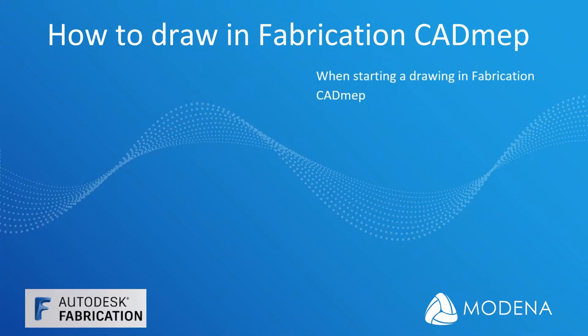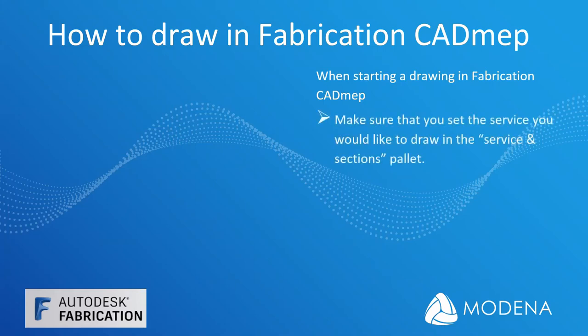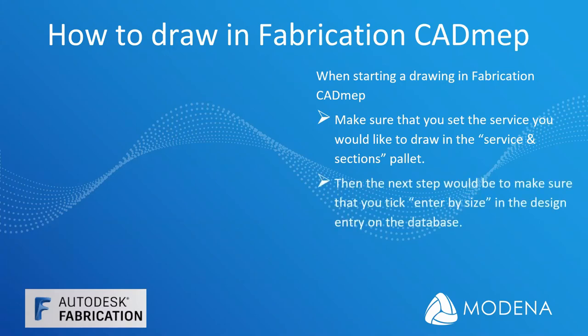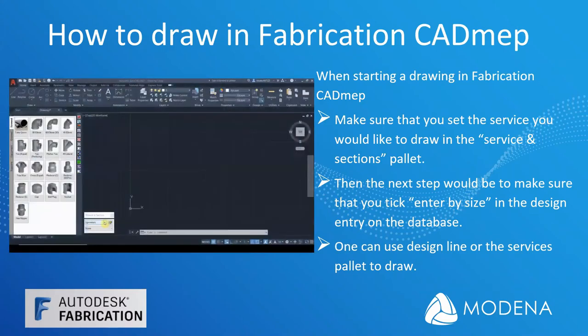So when starting a drawing in Fabrication CAD MEP, make sure that you set the surface you would like to draw in the surface and sections palette. Then the next step would be to make sure that you tick enter by size in the design entry on the database. And one can now use design line, or they can use the surface palette to draw. So we're gonna get right into it, and I'm gonna show you how to actually carry this out.